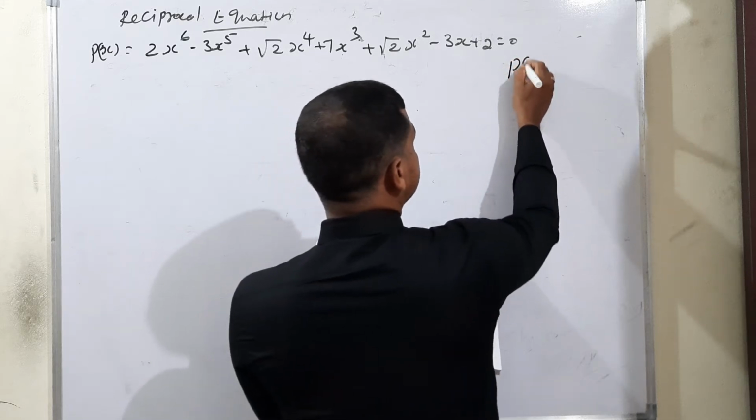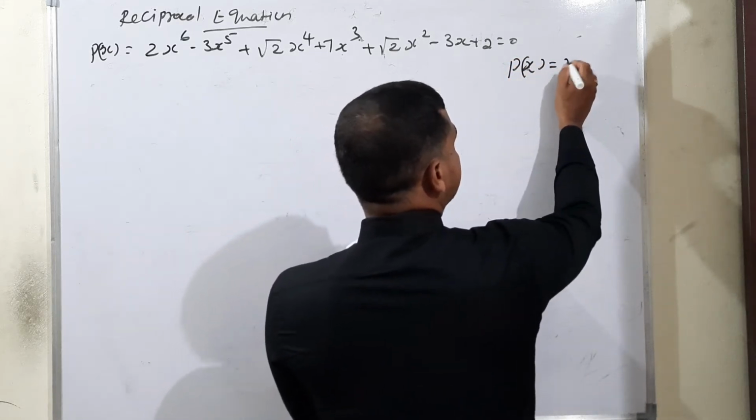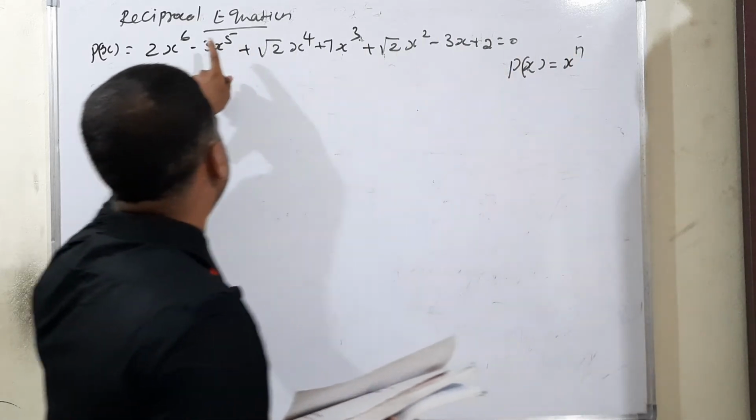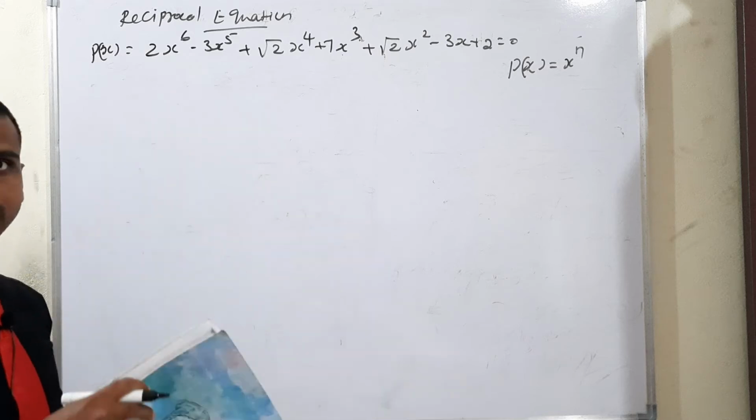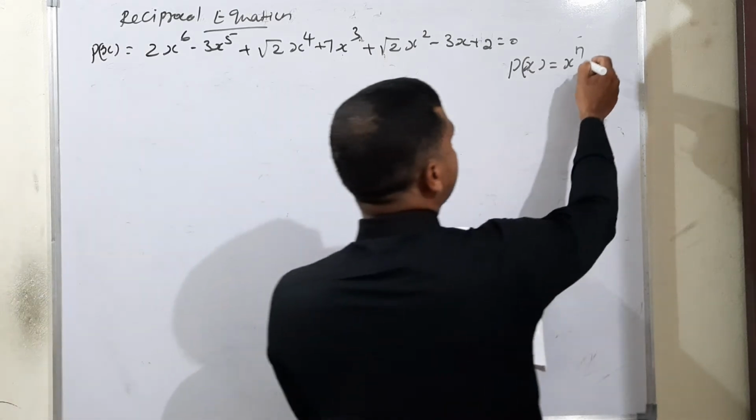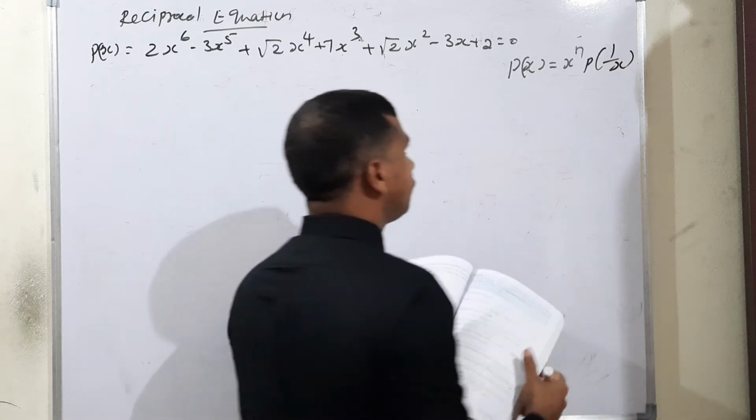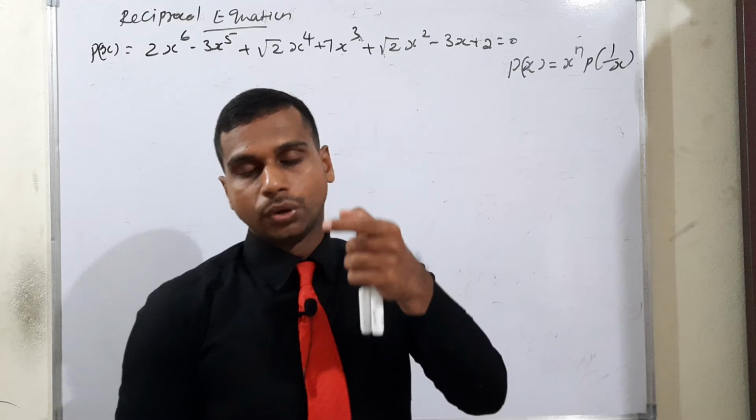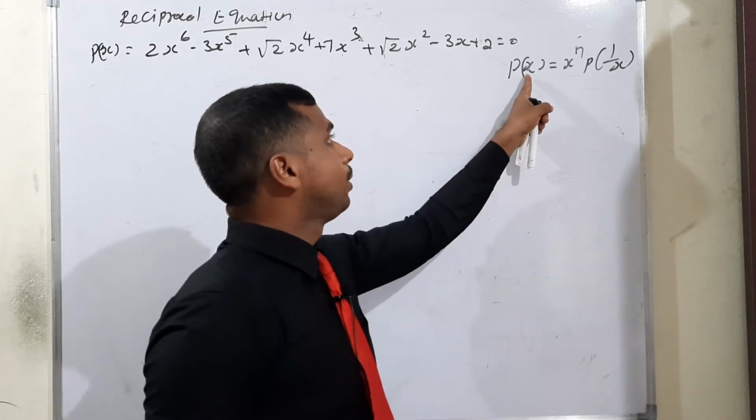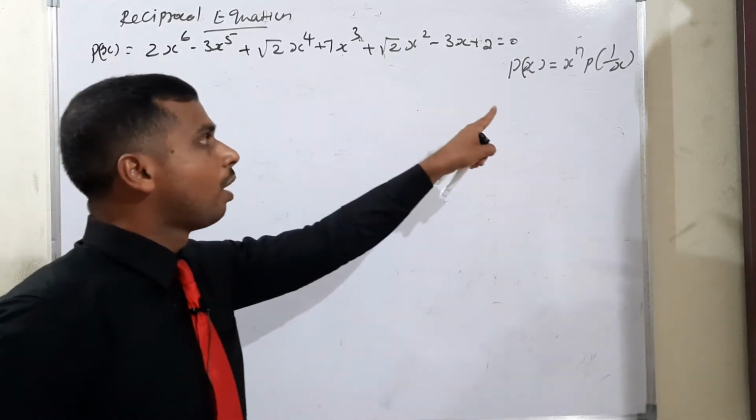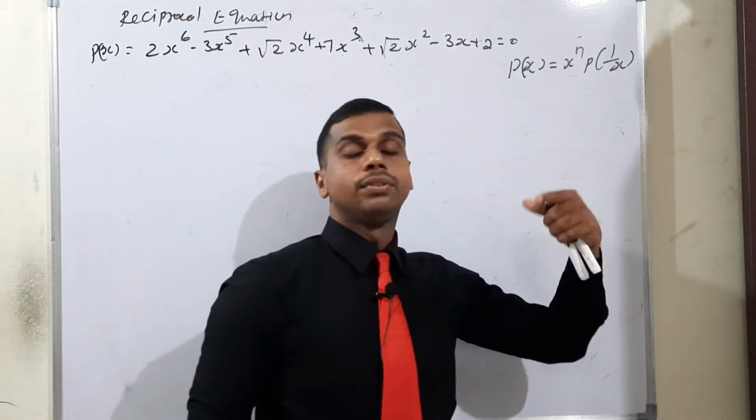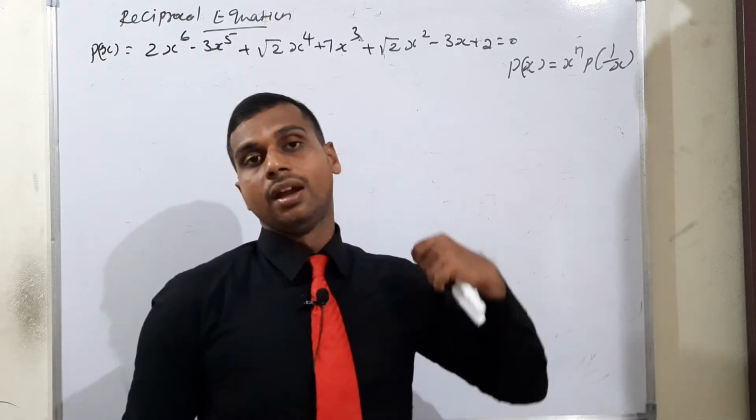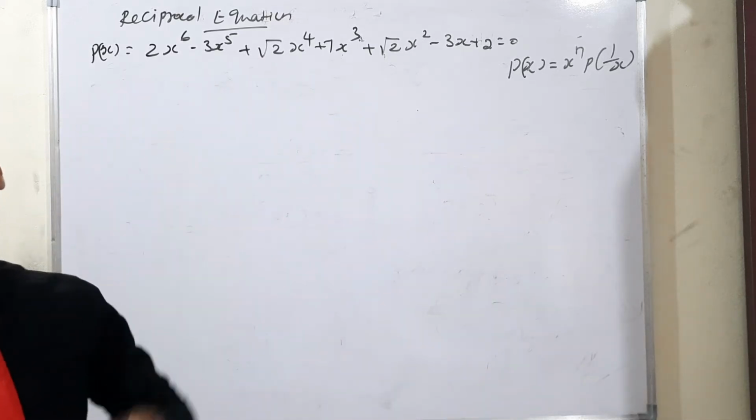Consider P of x, that is P of x equal to x to the power n. X to the power n means we have to multiply with the highest degree of x value. Here the highest degree of x is x to the power 6, into P of reciprocal of x. Reciprocal of x means, if instead of x you take alpha, then each time the alpha value will be the reciprocal of alpha, with the highest degree of alpha. Highest degree of alpha means alpha to the power 6, isn't it?